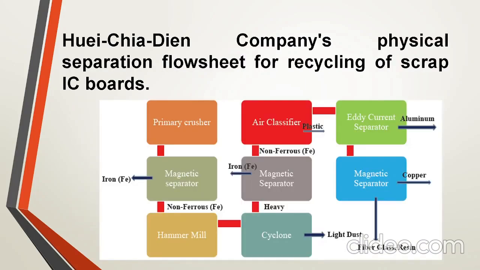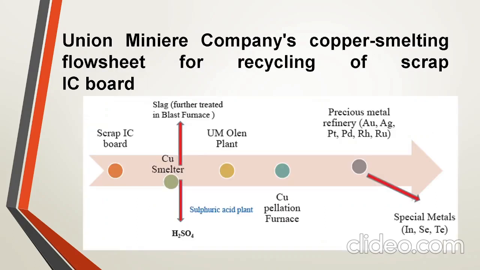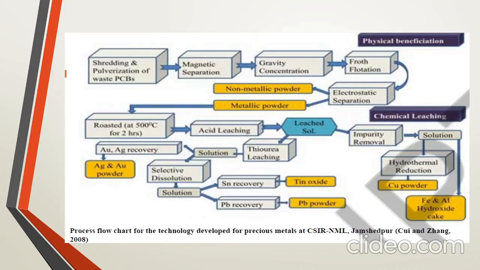This is a particular company's physical separation flow sheet for the recycling of scrap IC boards. You can go through the flow chart, it's a simple one. And this is one more, a copper smelting flow sheet for the recycling of scrap IC boards. This process flow chart technology was developed by CSIR NML Jamshedpur, where various methods are involved for the extraction and recovery of the metals.